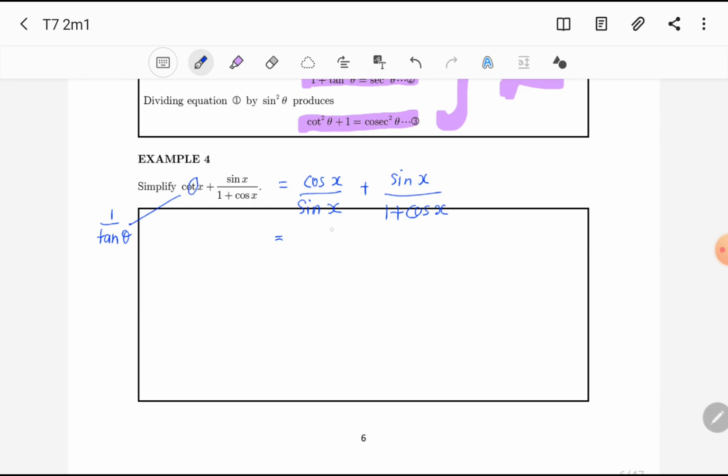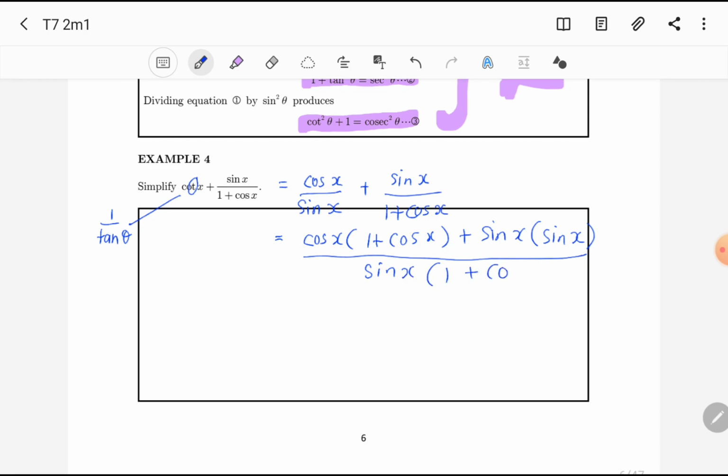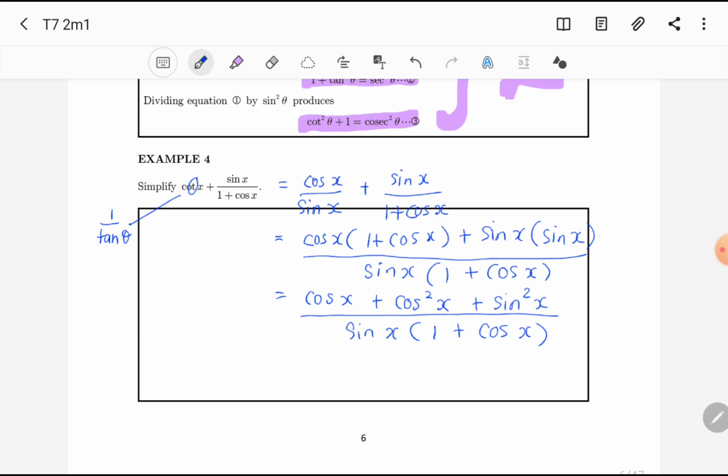Okay, so we equate the denominator. So we have cos x times 1 plus cos x plus sin x times sin x divide by sin x times 1 plus cos x. Okay, so kita expand: cos x plus cos square x plus sin square x divide by sin x. Yang bawah tu kita tak expand sebab nanti akan ada something that can be simplified.